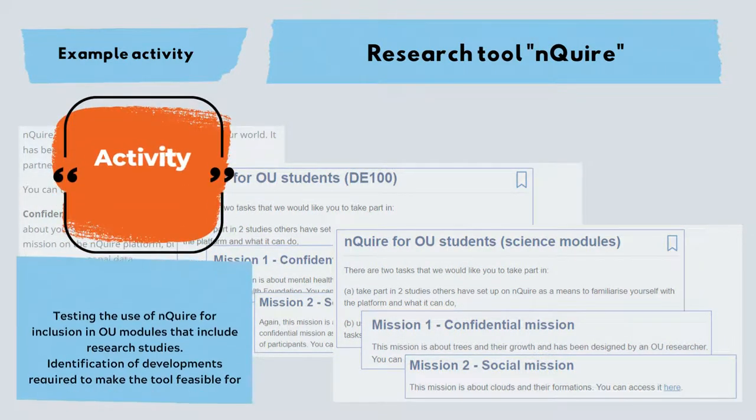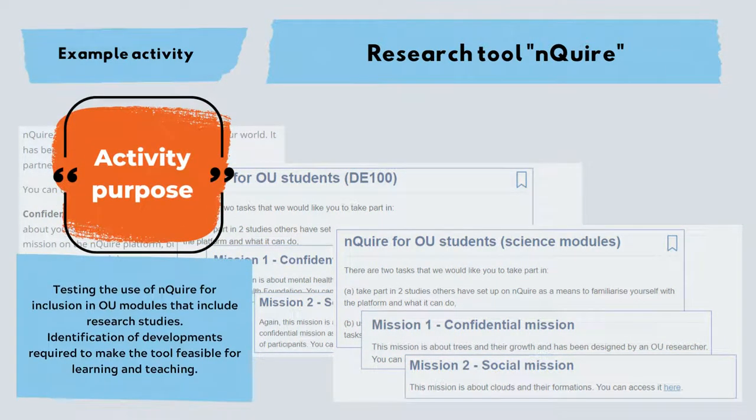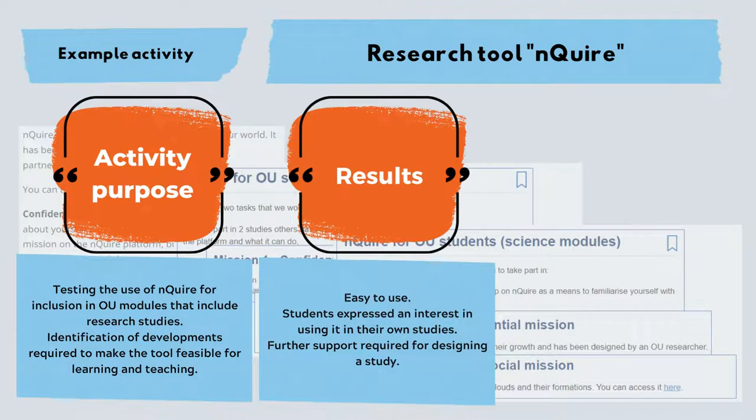The project team wanted to explore the potential for OU students to use the Enquire platform, enabling them to set up and manage research studies. The activity also aimed to discover what platform developments might be needed to make this possible. Overall, students found Enquire to be a self-explanatory tool and relatively easy to use for designing their own study.